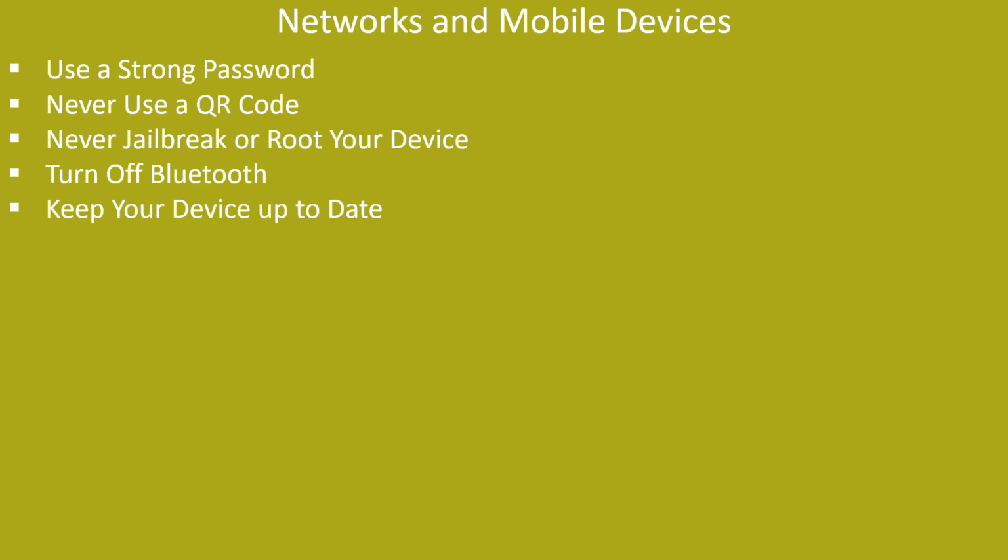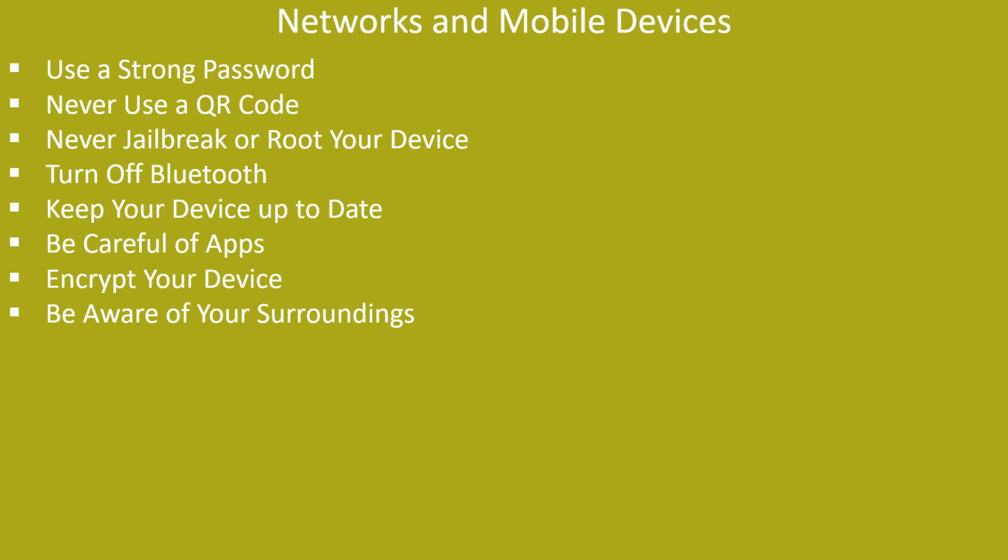And just like a computer, you should be careful of what apps you install on the device to make sure they are legitimate before you download it and agree to the permissions. You can also encrypt your device to protect all the data on it. On a little more of the physical protection side of things, be aware of your surroundings when using a mobile device, especially in a crowded area, as it could easily be stolen by someone passing by.